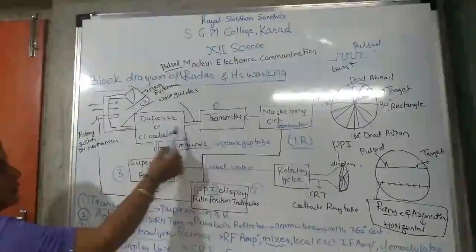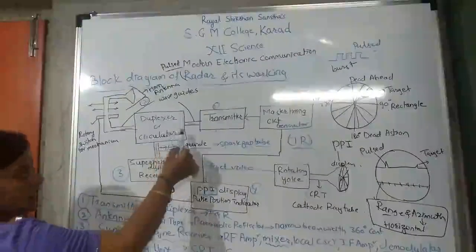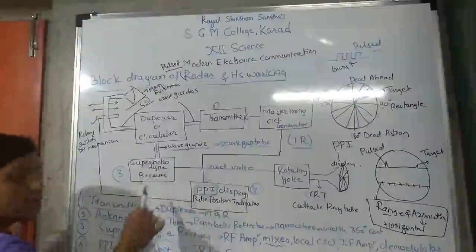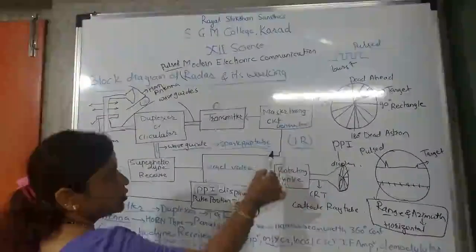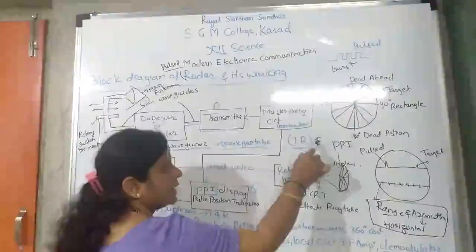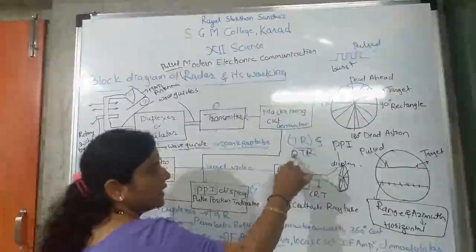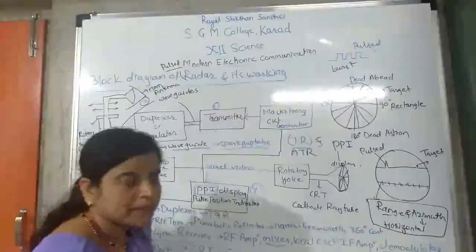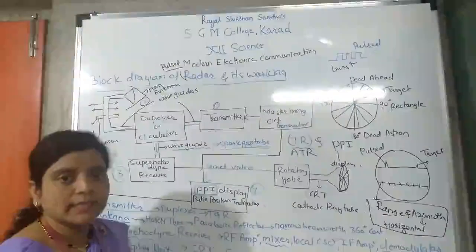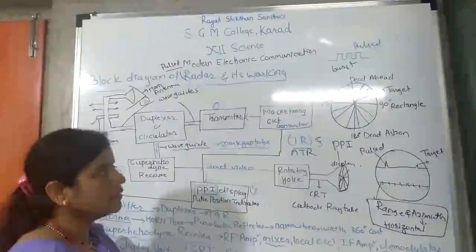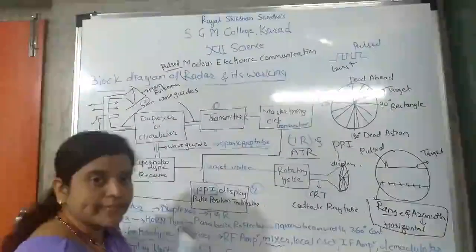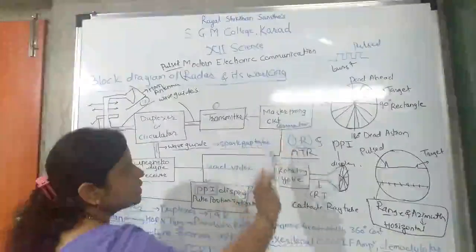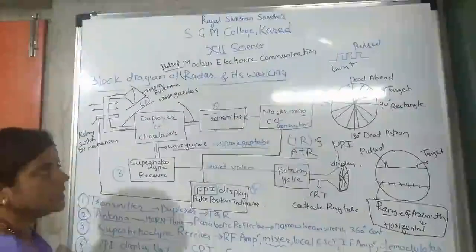What happens in the duplexer? The transmitter sends the signal to the duplexer, where waveguides are used between the duplexer and the transmitter. The waveguide is nothing but the spark tube which has TR and ATR. ATR means anti-transmit receive, and TR means transmit receive. The TR prevents the signal which comes from the receiver, while the ATR disconnects the signal which comes from the receiver. So this gives the master timing generator circuit.